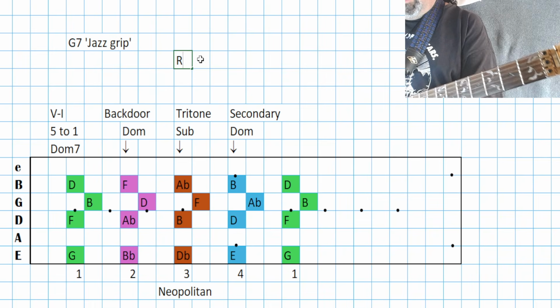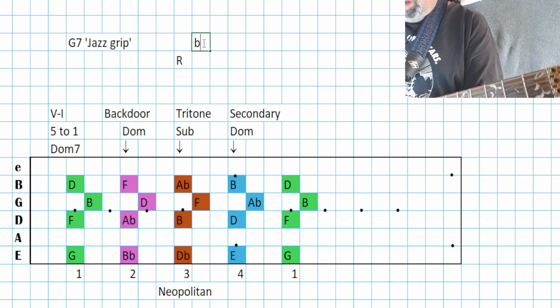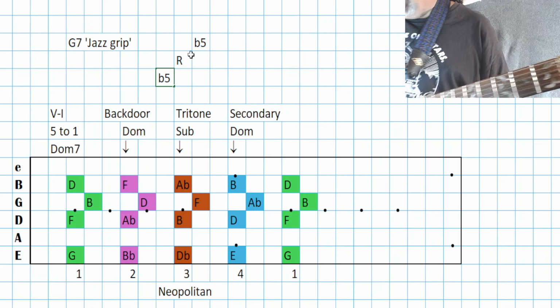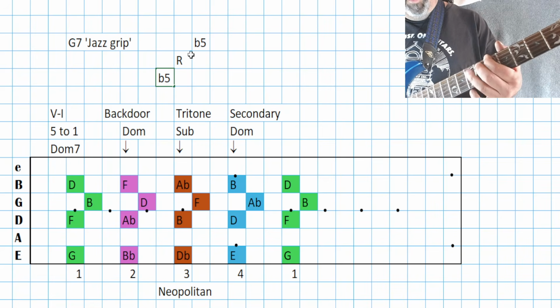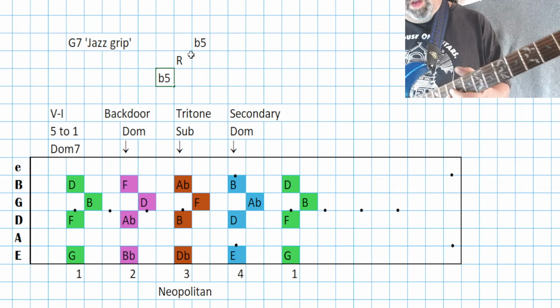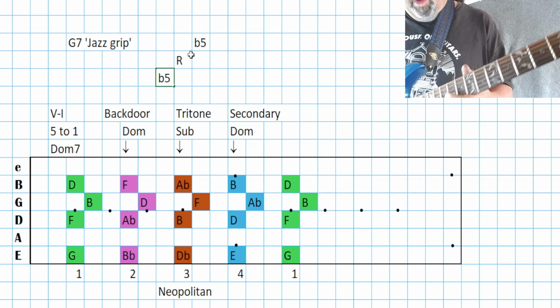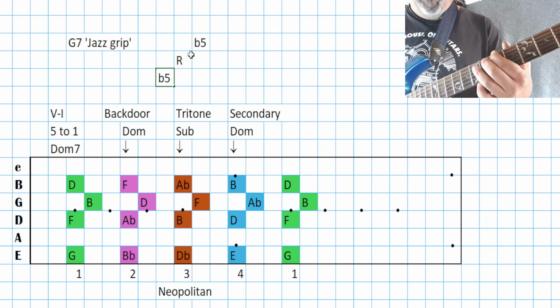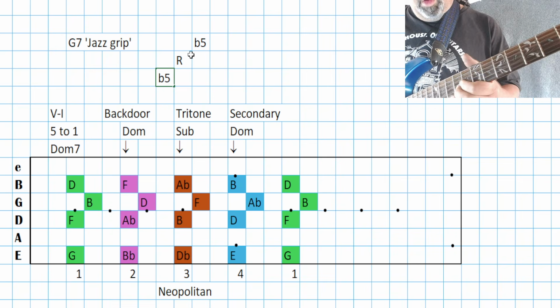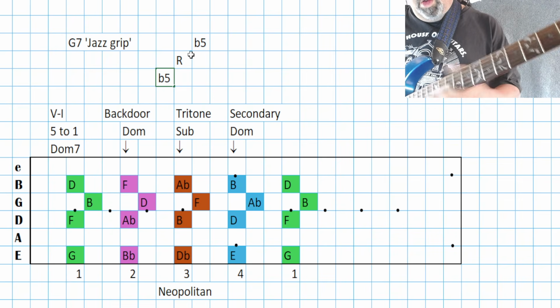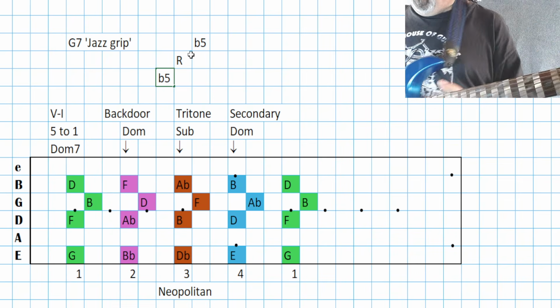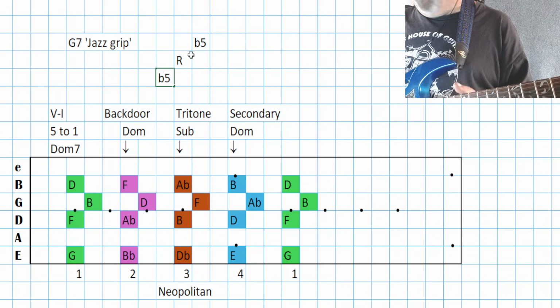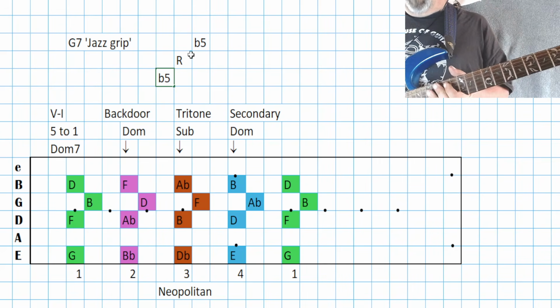It's always root, 2, flat 5, or in this direction, flat 5. That is always, always, always the tritone direction. Kind of like a spine. So know that as your tritone.